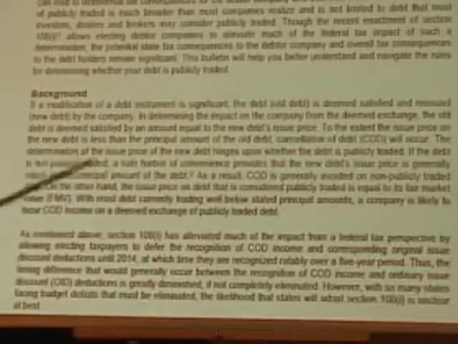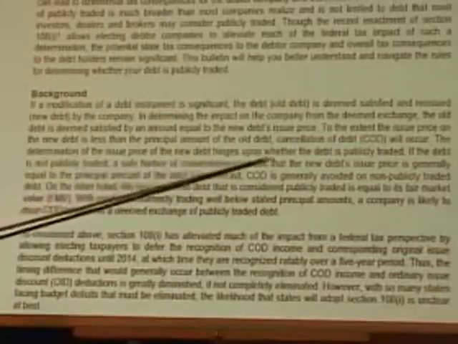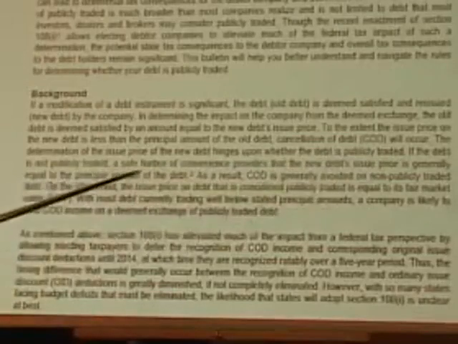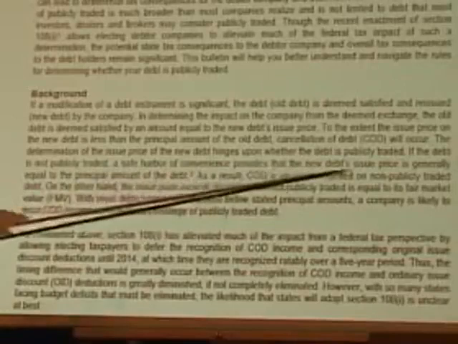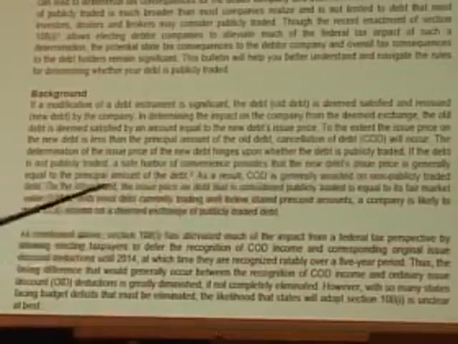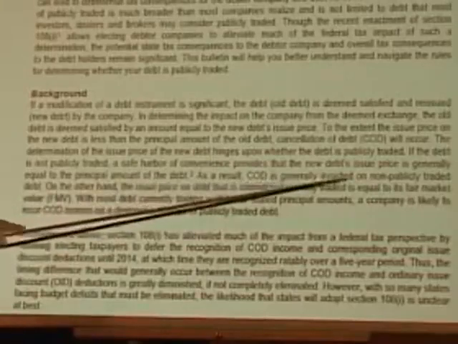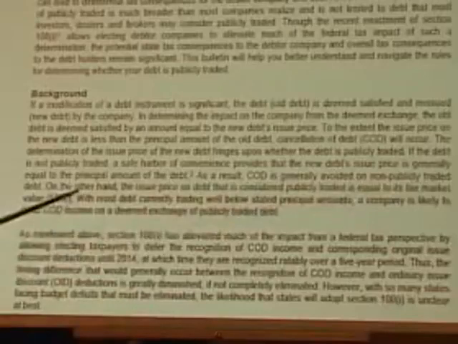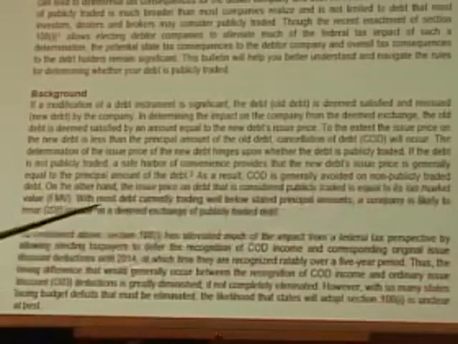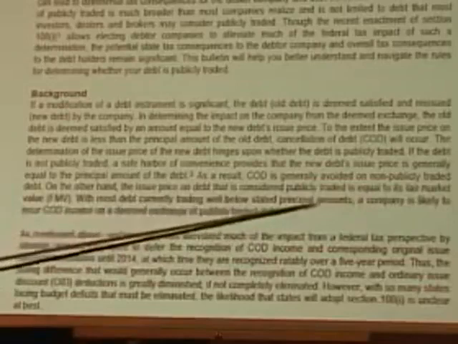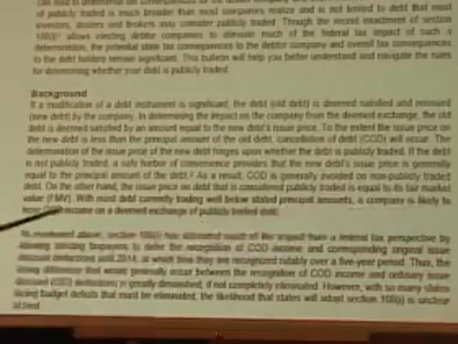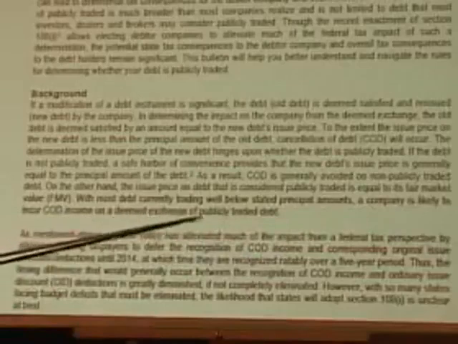The determination of the issue price of the new debt hinges upon whether the debt is publicly traded. If the debt is not publicly traded, a safe harbor of convenience provides that the new debt's issue price is generally equal to the principal amount of the debt. As a result, cancellation of debt is generally avoided on non-publicly traded debt. On the other hand, the issue price on debt that is considered publicly traded is equal to its fair market value. With most debt currently trading well below the stated principal amounts, a company is likely to incur cancellation of debt income on a deemed exchange of publicly traded debt.